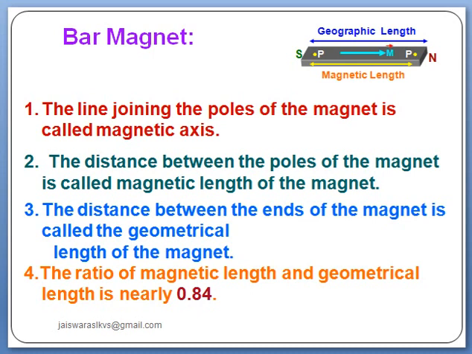See, geometric length is a little bit larger compared to magnetic length. Magnetic length is the length between poles of the magnet. And what about geometric length? Geometric length is the distance between the ends of the magnet. So geometric length is a little bit larger compared to magnetic length. Magnetic length is smaller. Why? Because the poles of a magnet are a little bit inside the magnet, not exactly on the edge of the magnet.